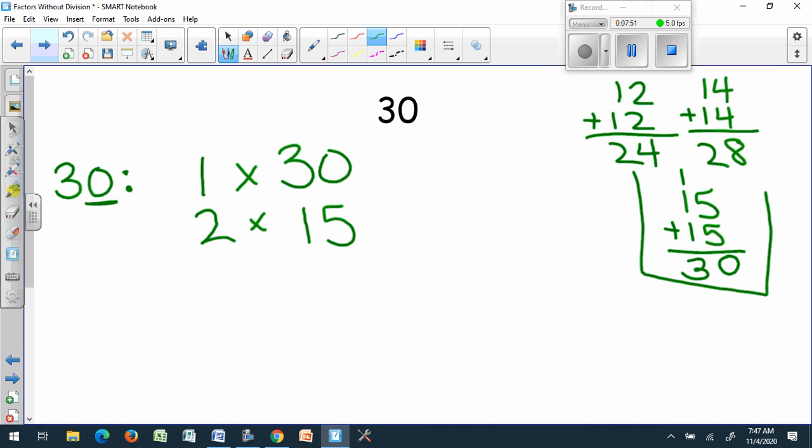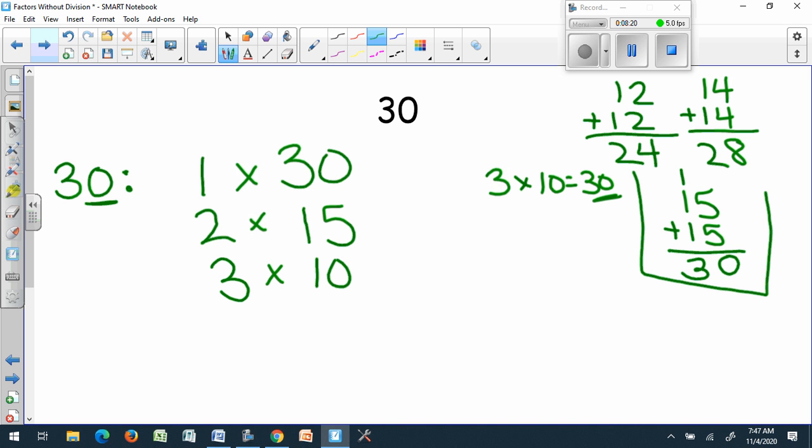Okay, now my next number is 3. Again, you might not know this fact, but you might start to think about it and recognize that a really easy fact is 3 times 10 equals 30, because 30 is a multiple of 10. If I count 10, 20, 30, I know that it took 3 10s to get there. So 3 times 10, both of those are factors of 30.